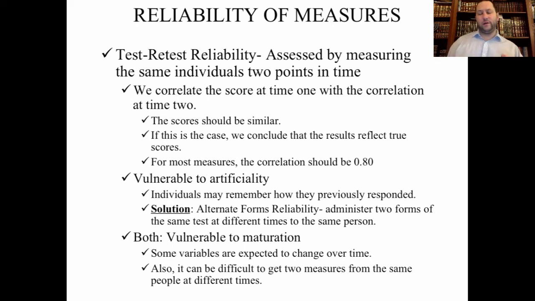When we say alternate forms reliability, we're giving different versions of the same test to the same people at 2 or more points in time. Now, because it's different versions, you can't remember the answer. So if you get consistency, you say you have reliability. But nothing can cure the maturation problem.